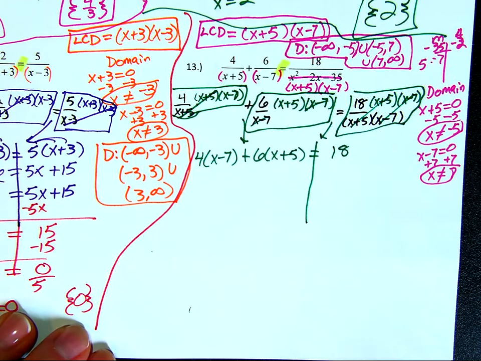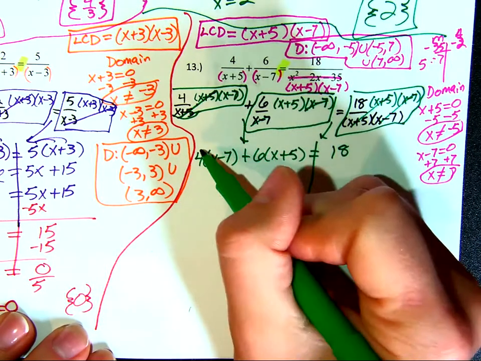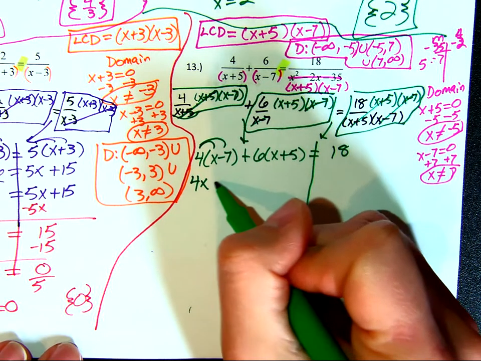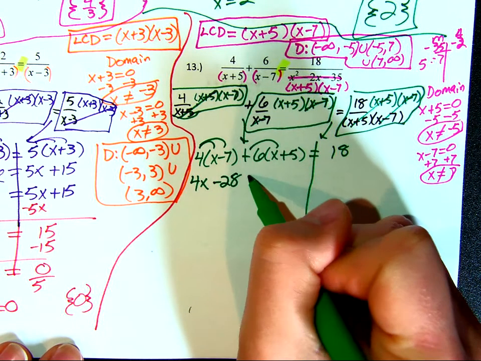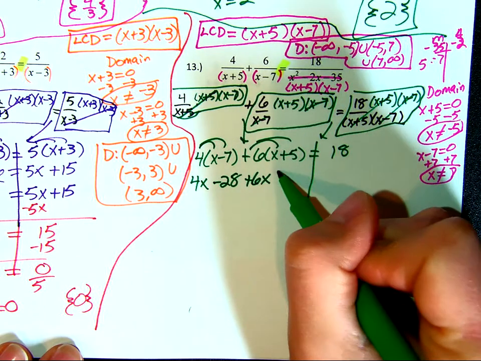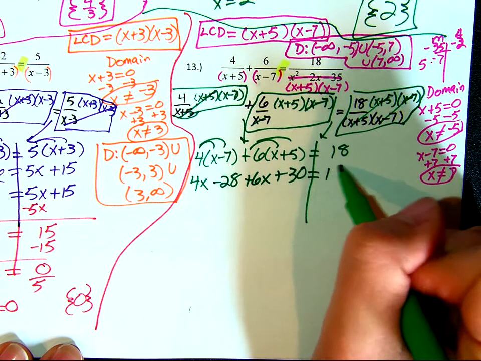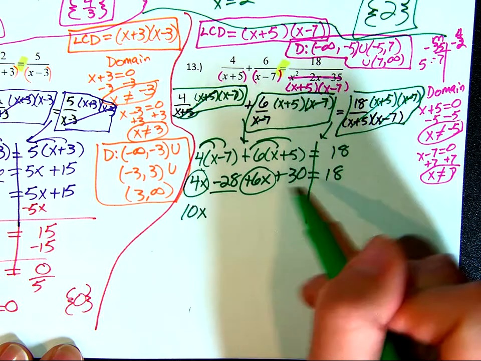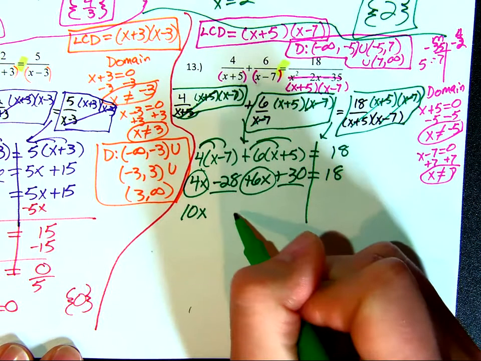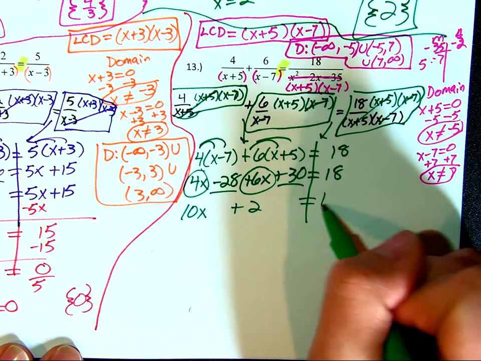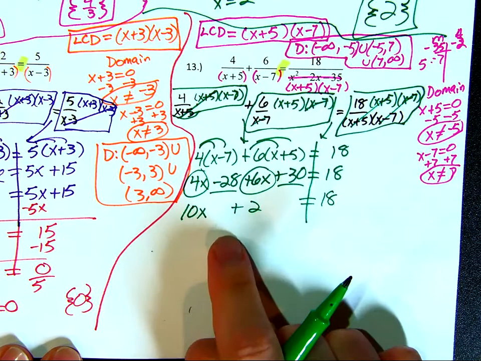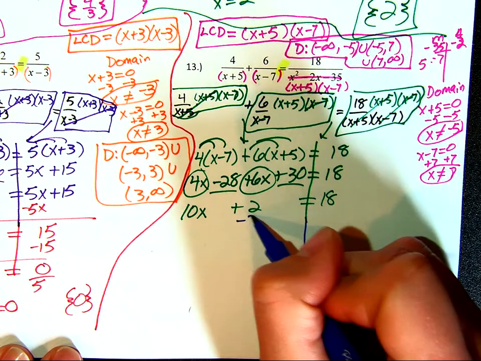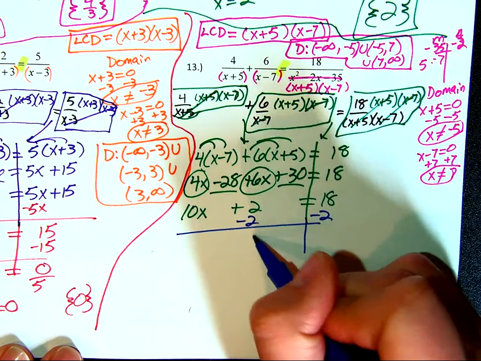So we're going to distribute in to get 4x and negative 28 plus 6x plus 30 equals 18. Combine your like terms. 4 and 6 give me 10x. Negative 28 and positive 30 give me a positive 2 equals 18. Again, really nice here. There is no x squared term, so we can just get x alone. So subtract 2. 10x equals 16.